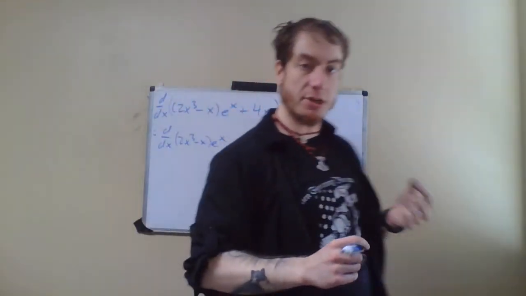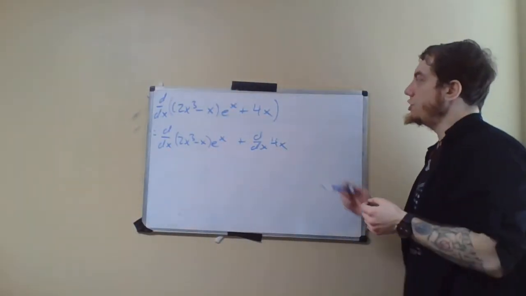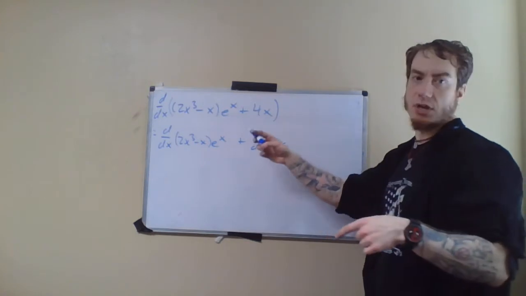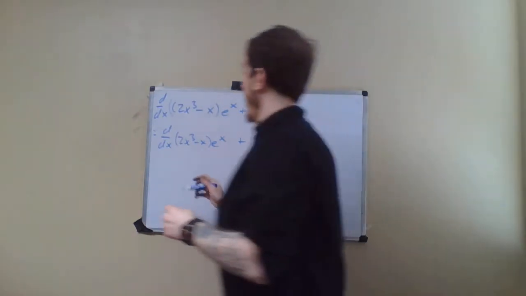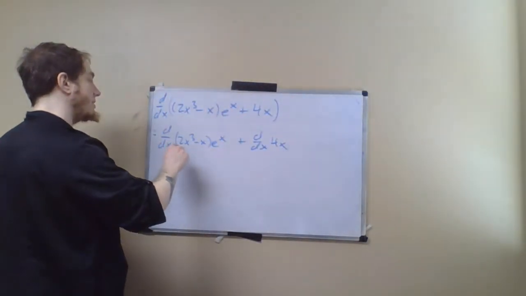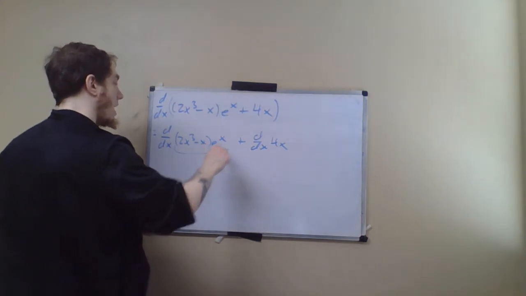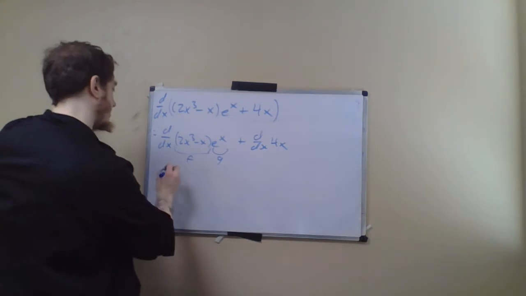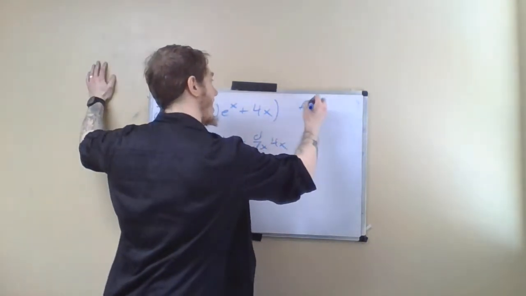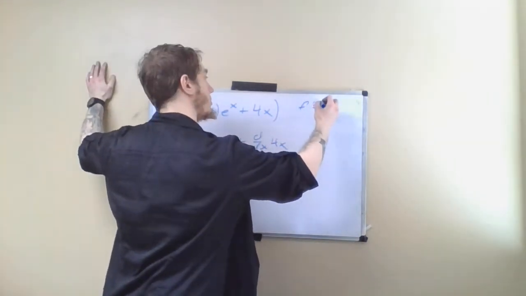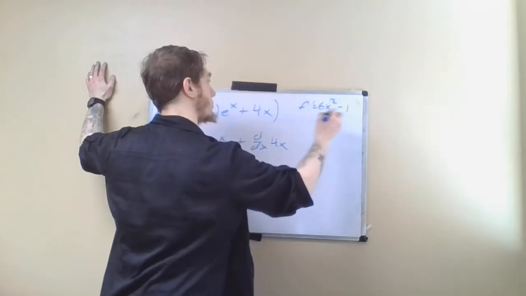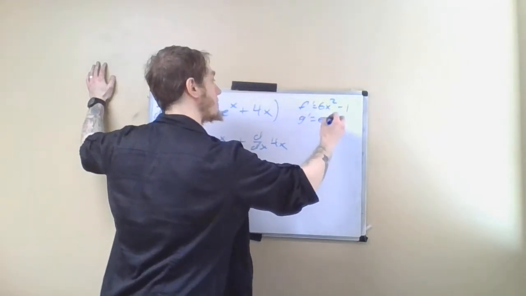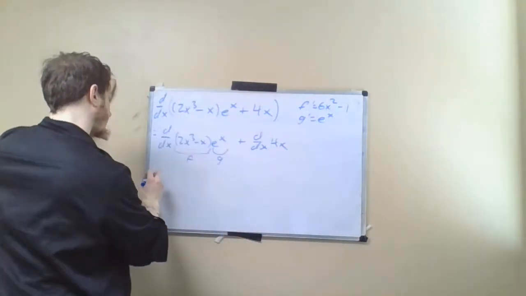That's one of the nice properties of the derivative, right? We said that you can split the derivative over sums and differences. Now in this first term, I can think of this as my f and this as my g. Then my f prime is equal to 6x squared minus 1, and g prime is going to be e to the x.